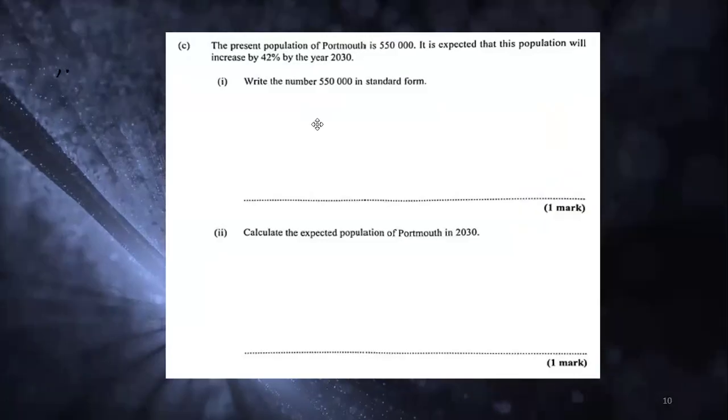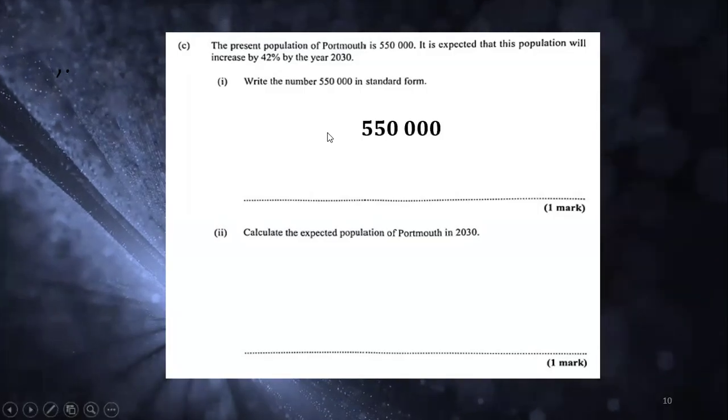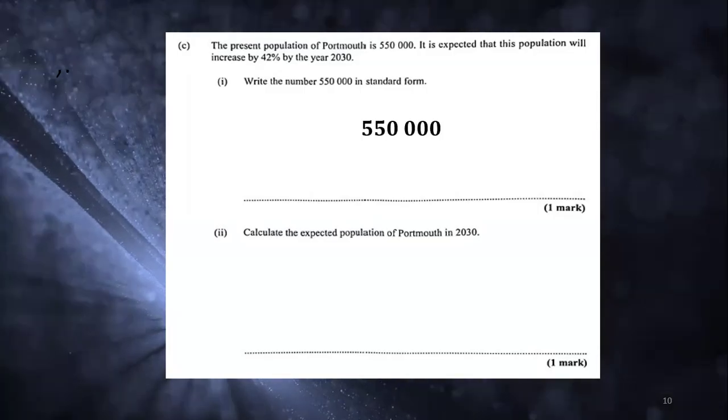The other question says the present population of Portsmouth is 550,000. It is expected that this population will increase by 42% by the year 2030. That's the expectation. Write the number 550,000 in standard form. Well, pretty much straightforward. We write down the number 550,000. Then we manipulate the decimal point.